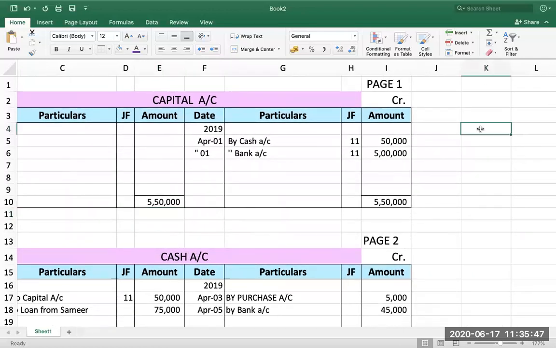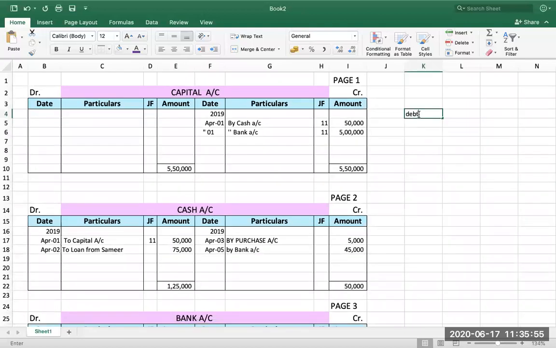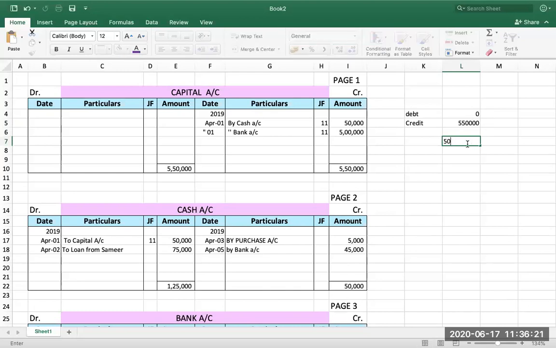If I do the calculation here, let me tell you a small example, one second. Suppose here, debit side was 0. And on credit side, I had how much? 5,50,000. Now I have to check the balance. Balance means the difference between the two sides. Here it is apparent because debit side is 0, so 5,50,000 minus 0 will get you 5,50,000. This is the difference.